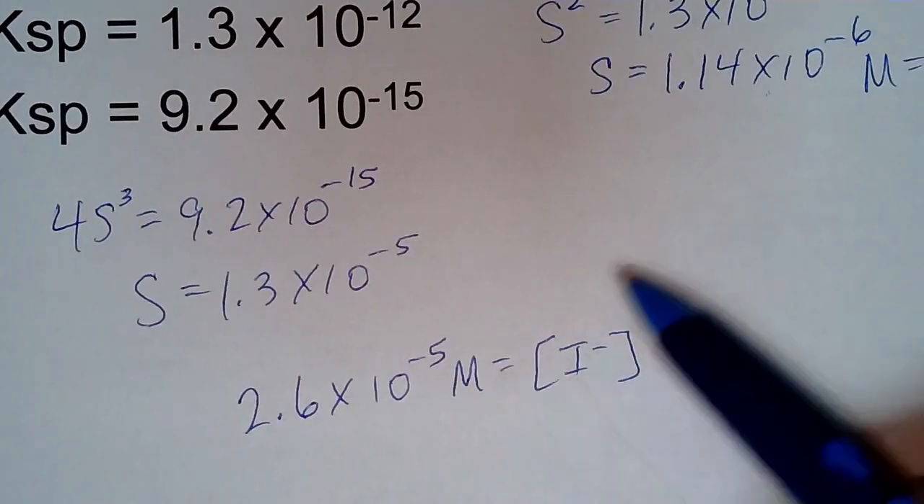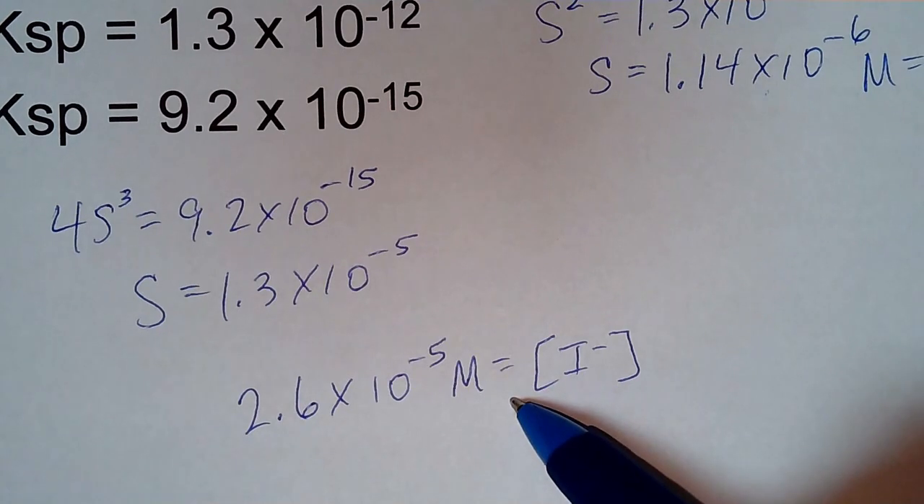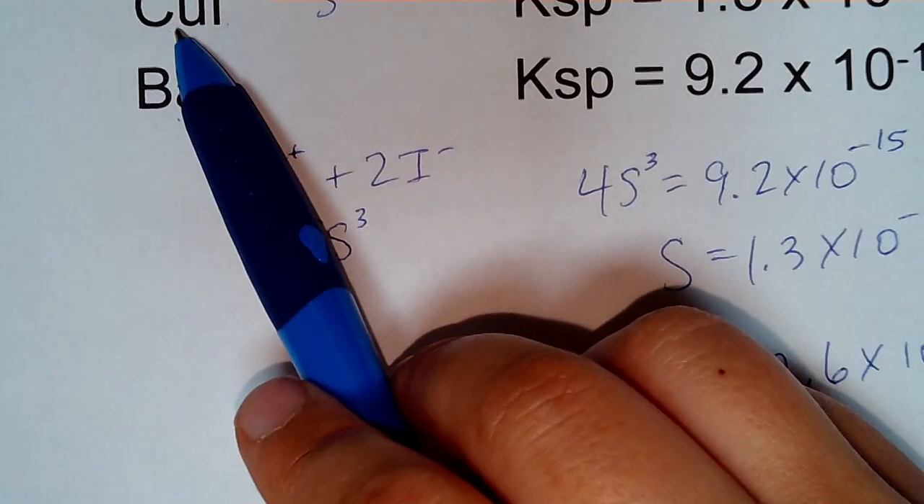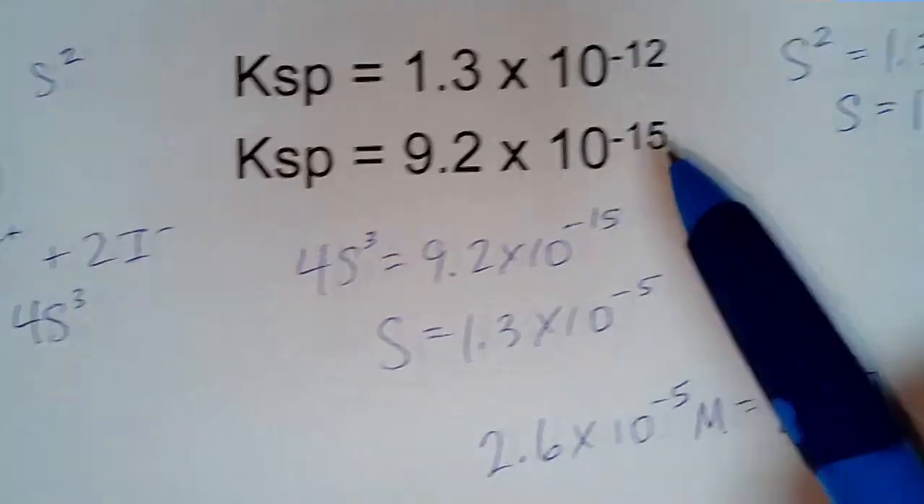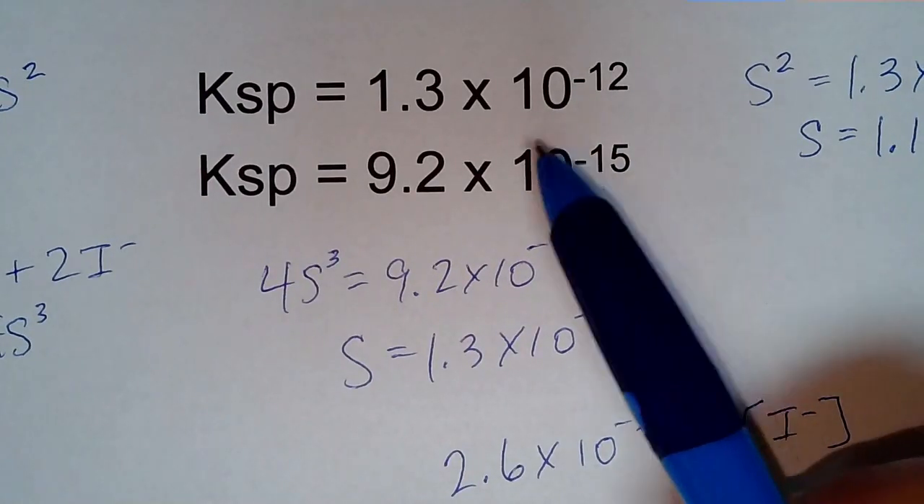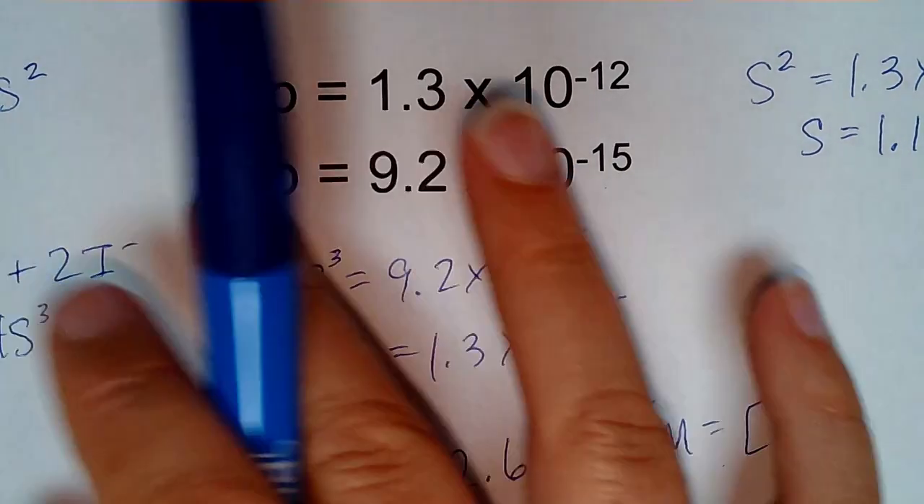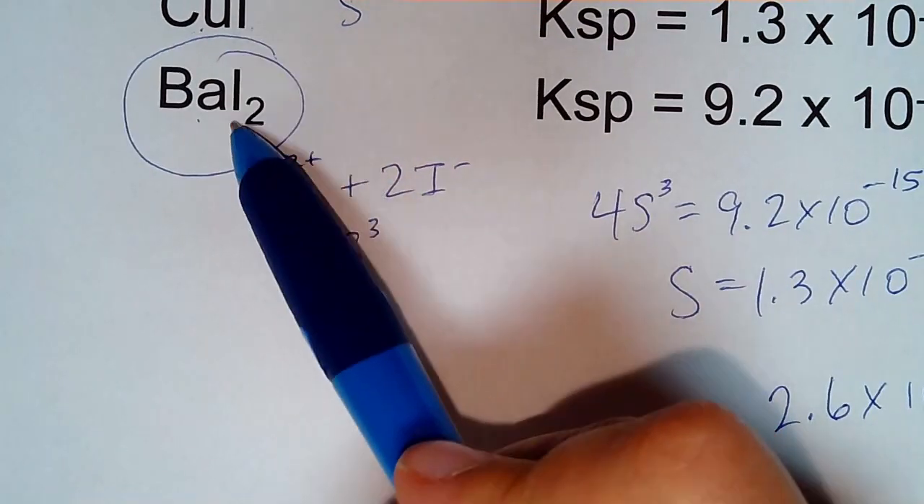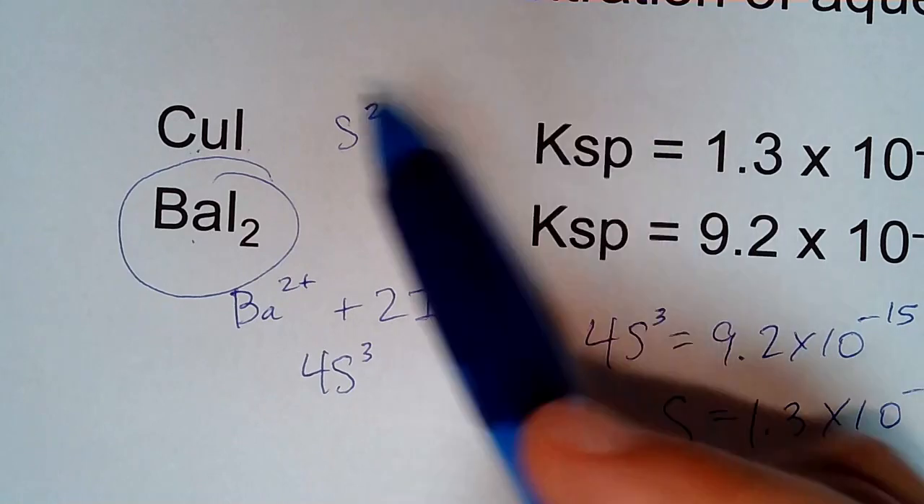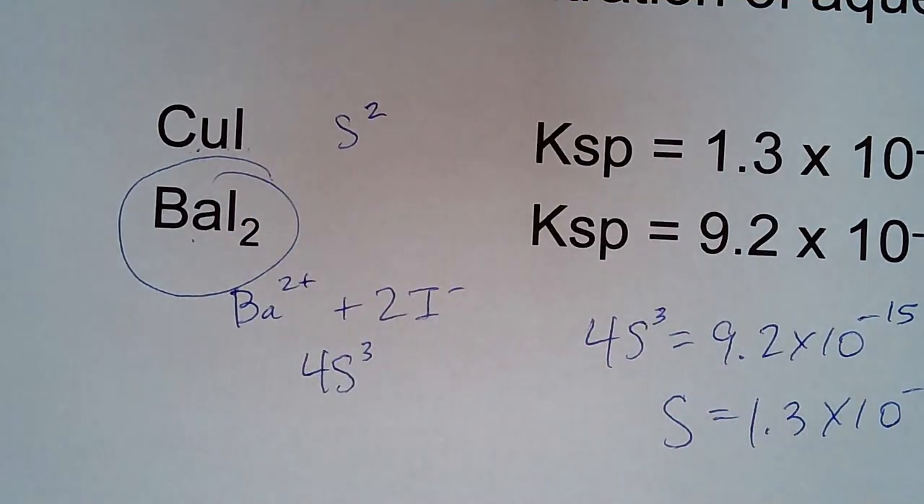So we can't just look at Ksp, we have to be able to solve for solubility and actually look at the breakdown, especially if the ions do not have the same number. If it breaks down into different numbers of ions. If they're the same number of ions, we can definitely just compare them straight. So let's look at this example. This would be like a test question.